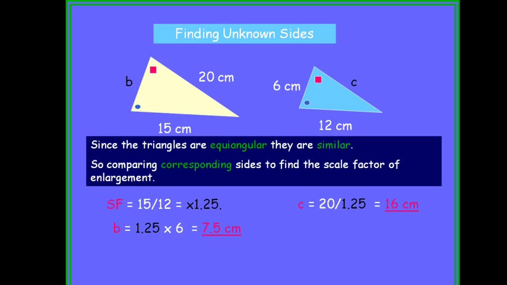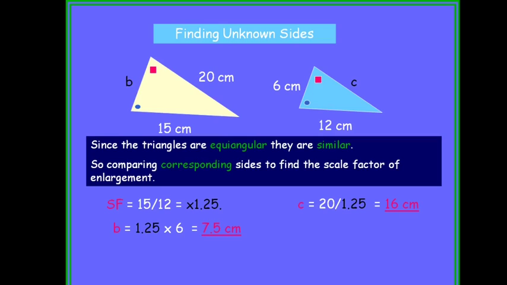So when you need to calculate the corresponding side of the smaller triangle, you need to multiply your scale factor with the corresponding side. And when you are going to find the corresponding side of the smaller triangle, you will divide the corresponding side by the scale factor. Since we are calculating C, which is one of the sides of the smaller triangle, and its corresponding side in the bigger triangle is 20 centimeter, I'll divide 20 by 1.25. So I'll be getting 16 centimeter.